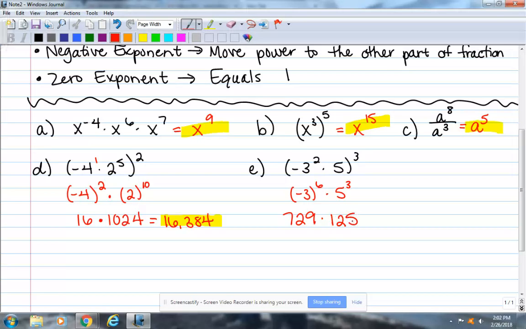And what are you getting? Big number. How big? 1,000. 10,000. 91,125. Okay. That was just some little number arithmetic from way back when.